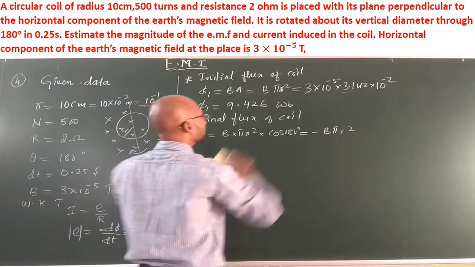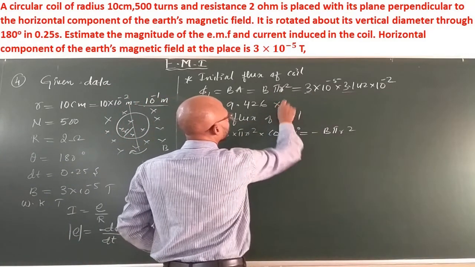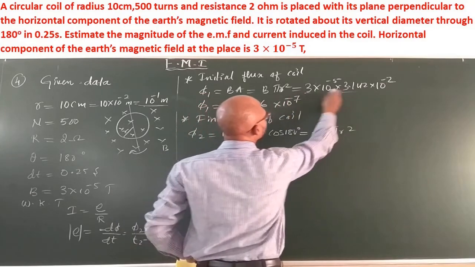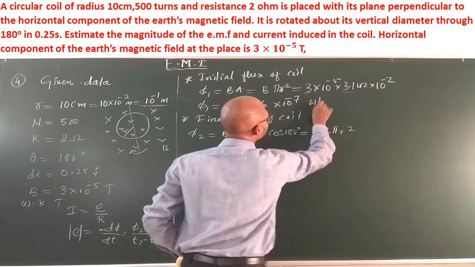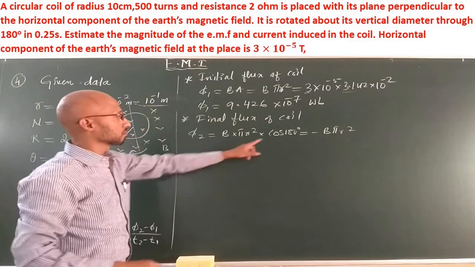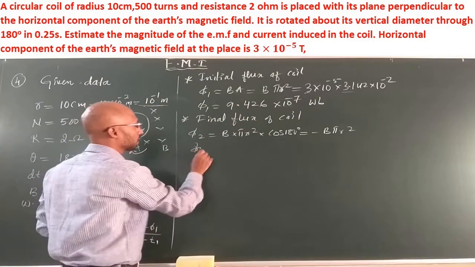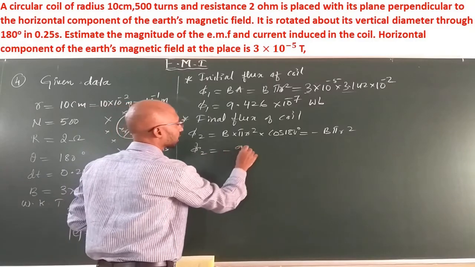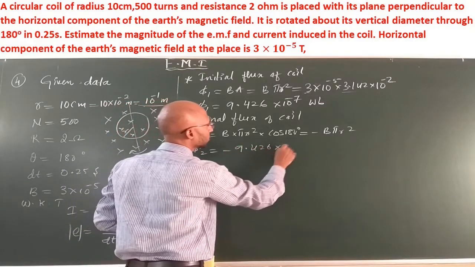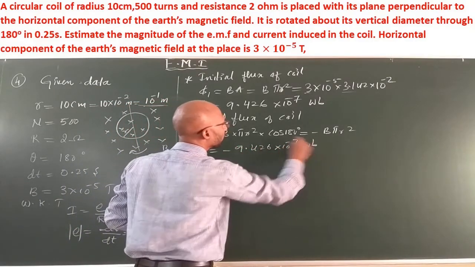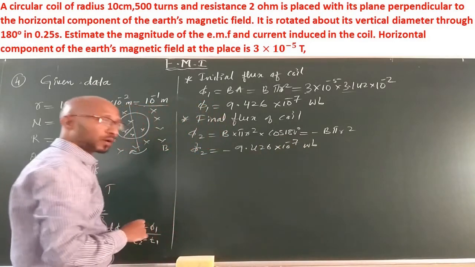One more thing I forgot here, that is 10 raised to minus 7, because 10 raised to minus 5 times 10 raised to minus 2 is 10 raised to minus 7. Now just add the minus sign here, and the final flux value will come, that is minus 9.426 into 10 raised to minus 7 Weber. Now we go to the formula of induced EMF.